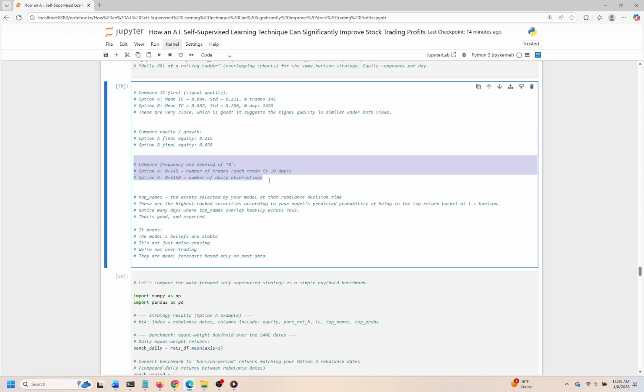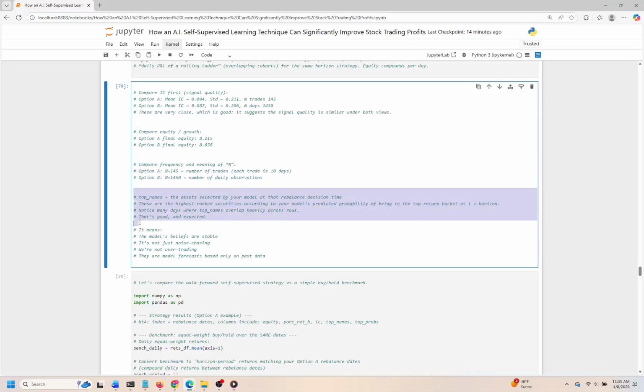An additional point of interest is the variable called top names, which lists the assets that your model identifies as the most promising options during the rebalance decision-making process. The frequent overlap of these top assets across various days signals a level of consistency in your model's predictions. This stability is beneficial, as it suggests that your model's forecasts are based on meaningful trends rather than random fluctuations in the market. Importantly, this also implies you're not overtrading, maintaining a focused strategy that reacts to historical data rather than noise.